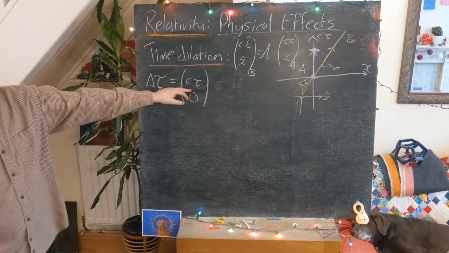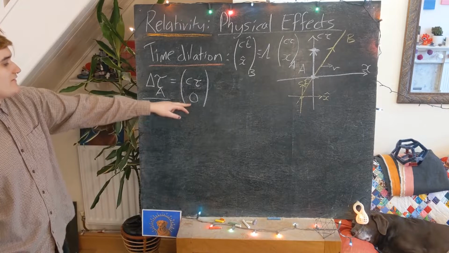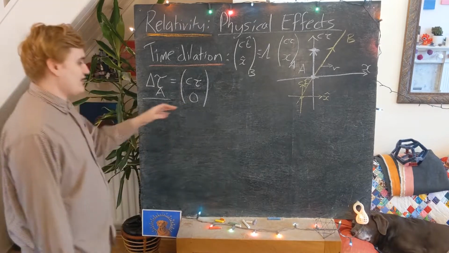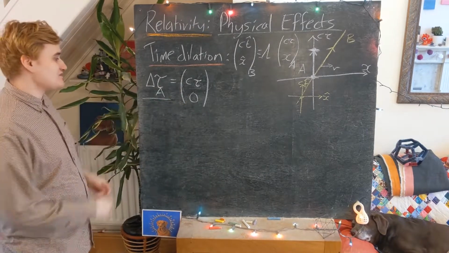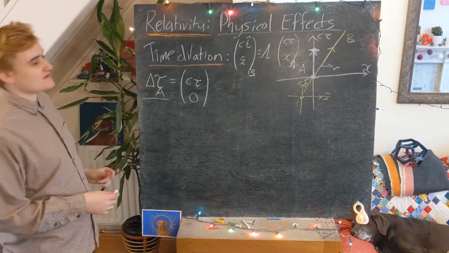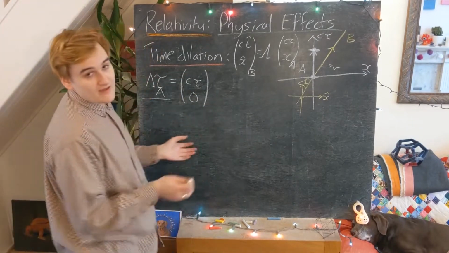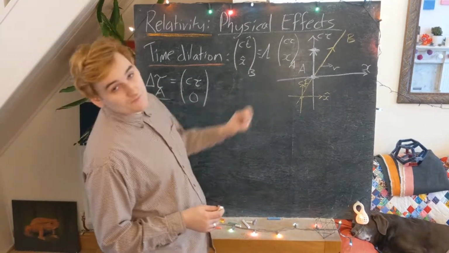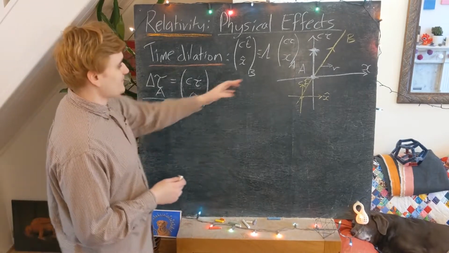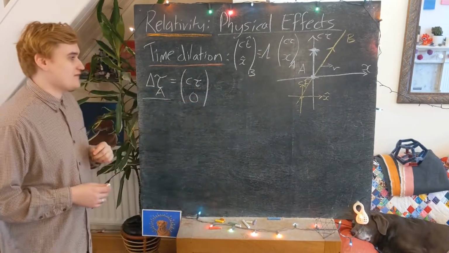So it has a t component of c tau and then 0 space component. And now we can just use our Lorentz transformation to transform this vector, or just work out what the coordinates of the transformed point are going to be in the moving reference frame.